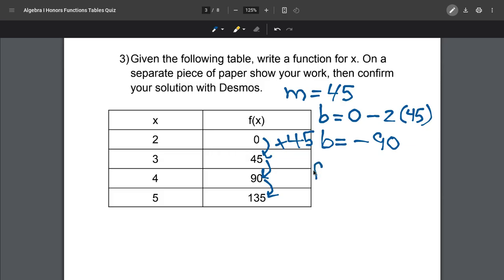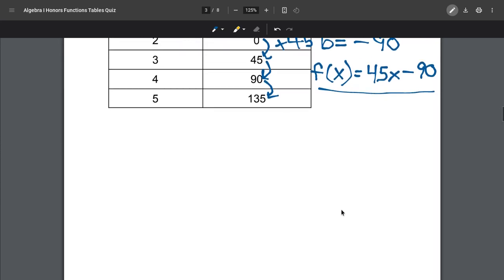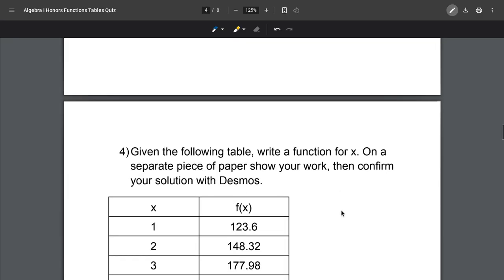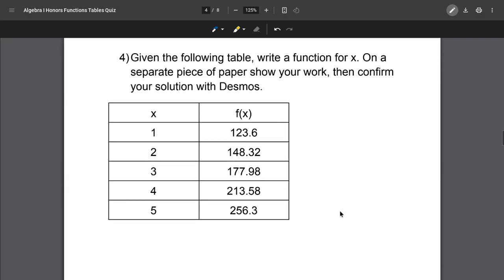And my function, f of x, is going to be 45x minus 90. All right, so 45x minus 90, that's the function. Let's look at another one. I should say f of x equals 45x minus 90.